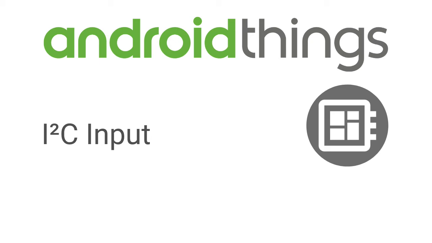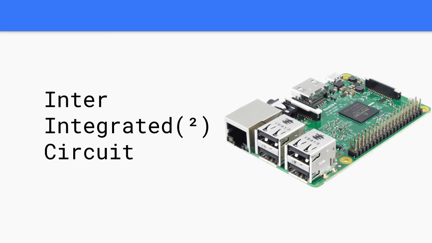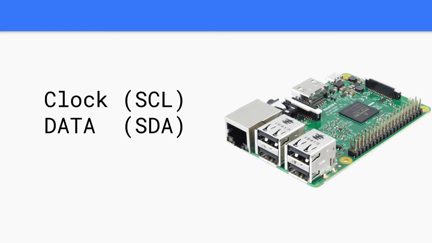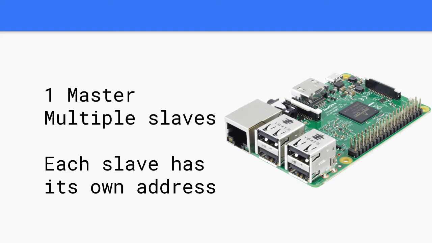Let's get started. I2C stands for Inter-Integrated Circuit. I2C works with multiple pins on your board, but only uses one pin to transfer data. This is known as a serial interface. There are three pins involved: a clock pin, the data pin, and a ground pin. I2C has a master device that controls communication, initiation, and multiple slaves, each individually addressable. But don't worry, Android Things abstracts most of this detail away for you.